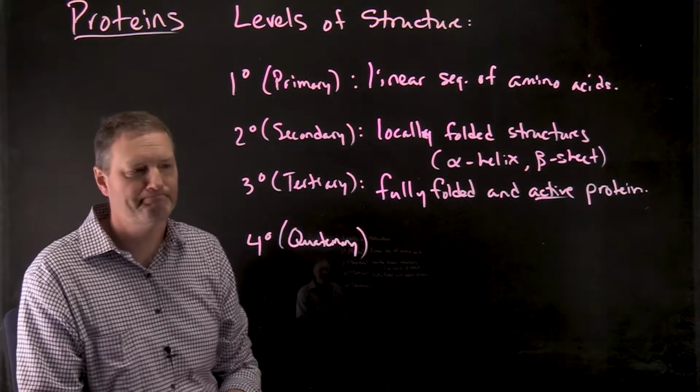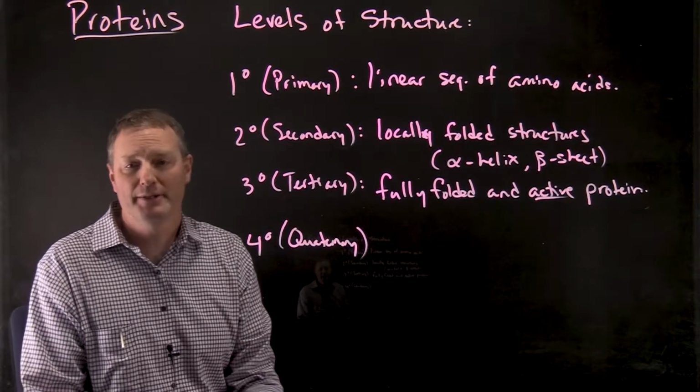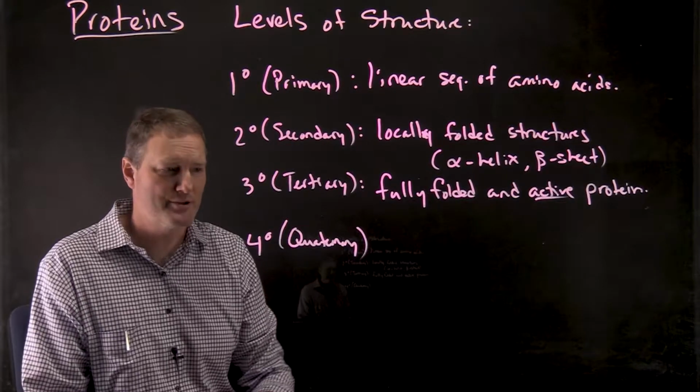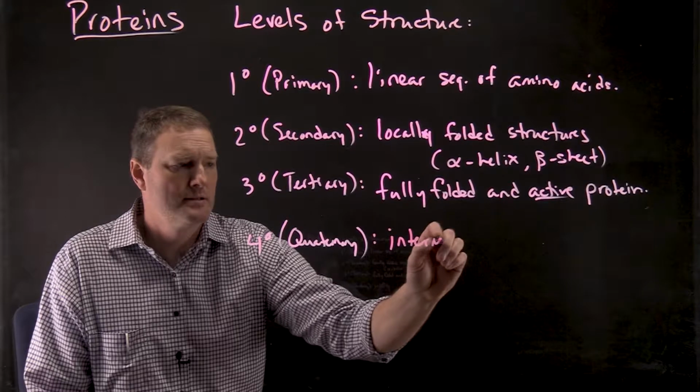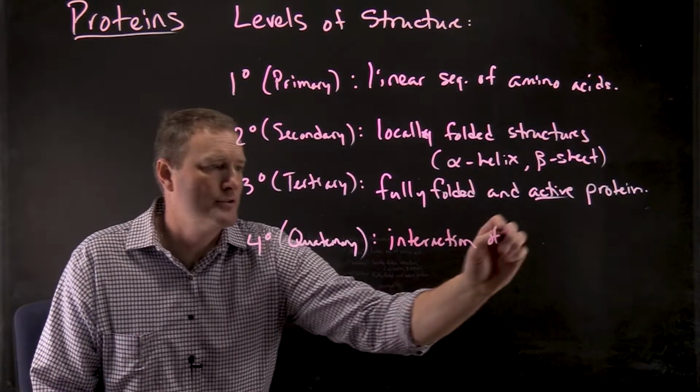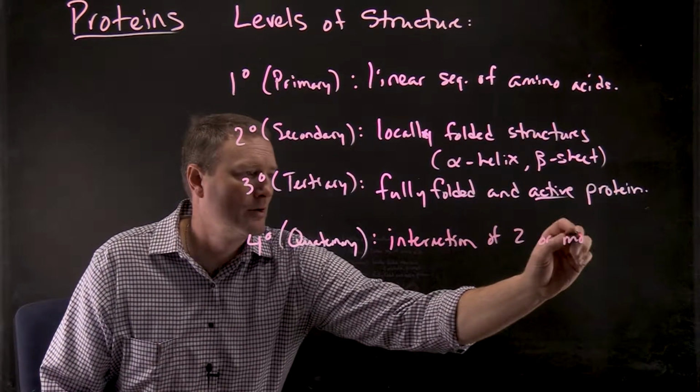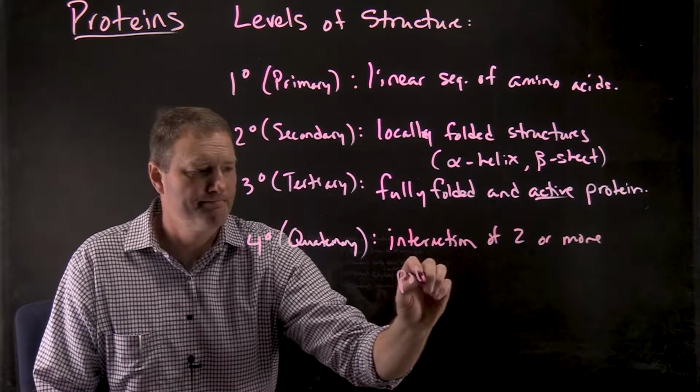But essentially now that long linear polypeptide will start to fold up and compress into the final shape of the fully folded protein. And then finally, you can, under certain circumstances, have what's called quaternary structure, which is actually the interaction of 2 or more polypeptide chains.